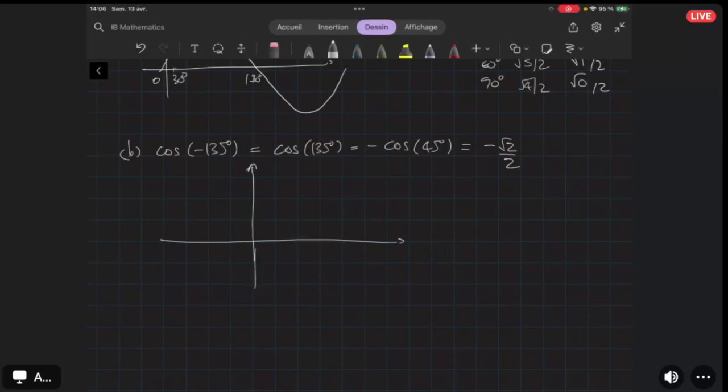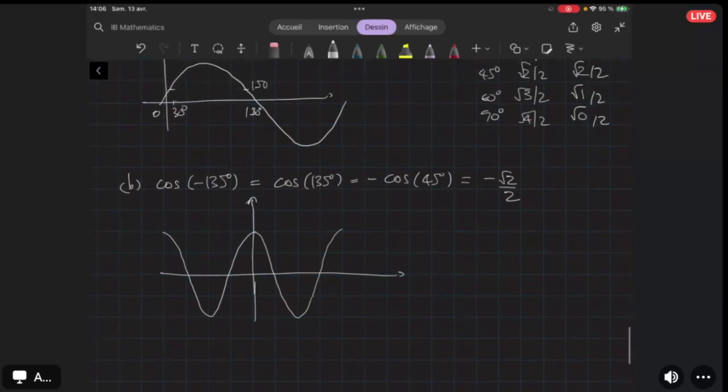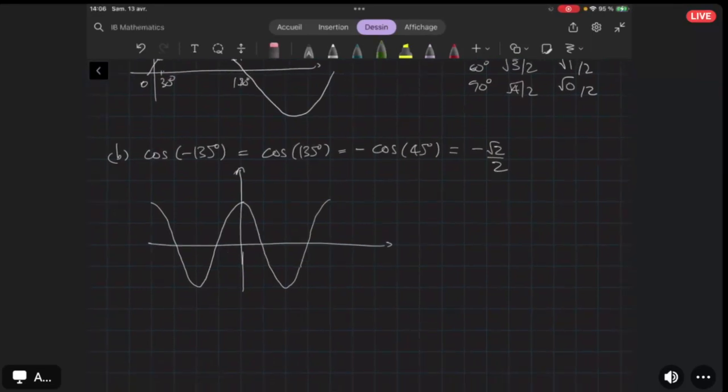I know I'm going very fast here. So cos of negative 135, that should be all around here. Because of symmetry, cos of negative 135 is equal to cos of 135. Cos of 135 is negative cos of 45.